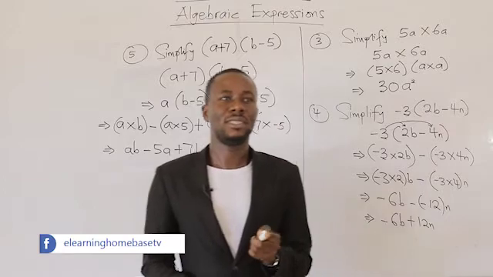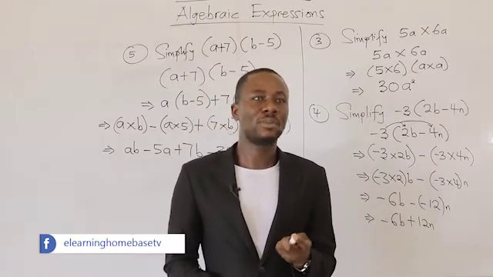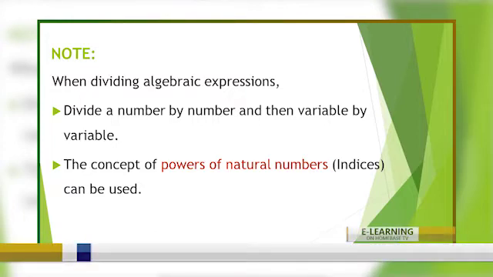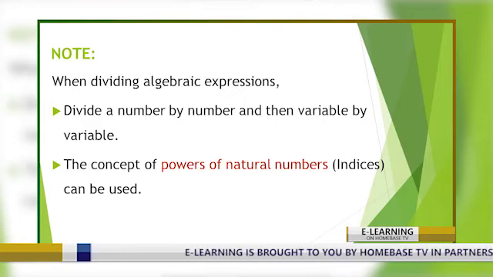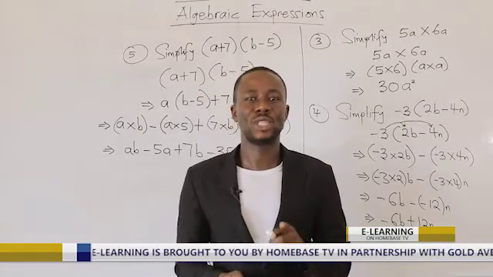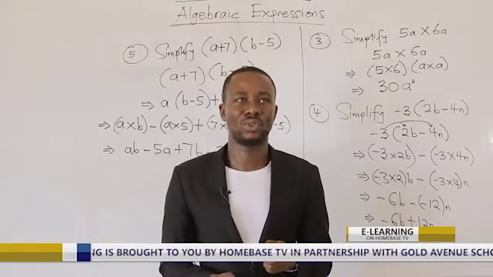Good. At this point, the property being used in multiplication is the same as division. So whenever you are dividing an algebraic expression, divide a number by a number, and then a variable by a variable. That's the first point to take note of. The second one, again, the concept of laws of natural numbers, that is indices, can also be used. Take notes. So without wasting time, let's look at the examples.